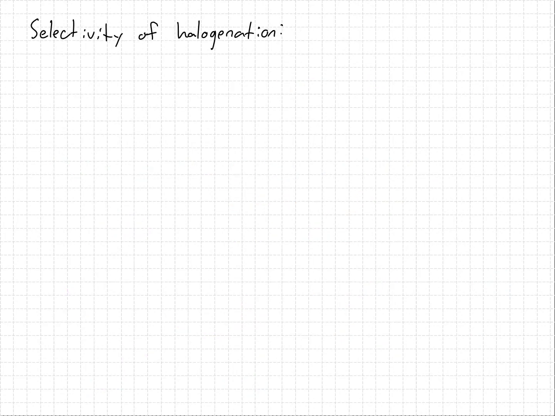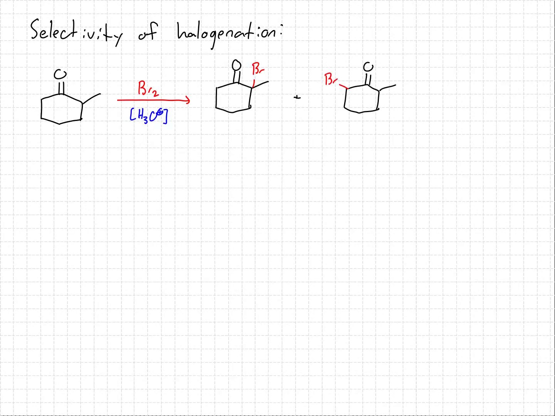How about the selectivity of this reaction? If we have an asymmetric ketone, like 2-methylcyclohexanone, and we do this reaction, we could get two different alpha-halogenation products. In these reactions, the major product is always the one that is formed from the more stable enol. This reaction works with chlorine, bromine, or iodine, and the mechanism that we drew in the previous slide is supported by the fact that the selectivity is not significantly different no matter which halogen we choose.